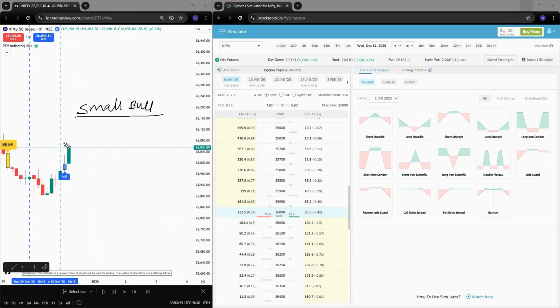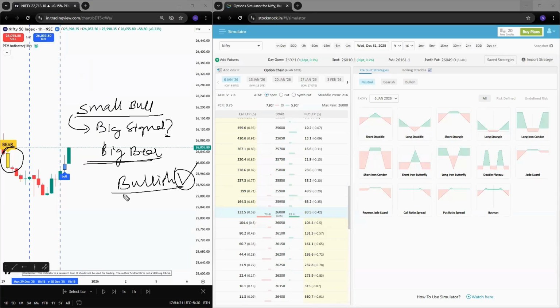Done. So what is my first step? I got the signal. I have to check latest big signal. What is the latest big signal? I have to check it. So the latest big signal is big bear. So as per my notes, my bullish trade condition is filled. My bullish trade condition is filled. Now I have to execute the trade.